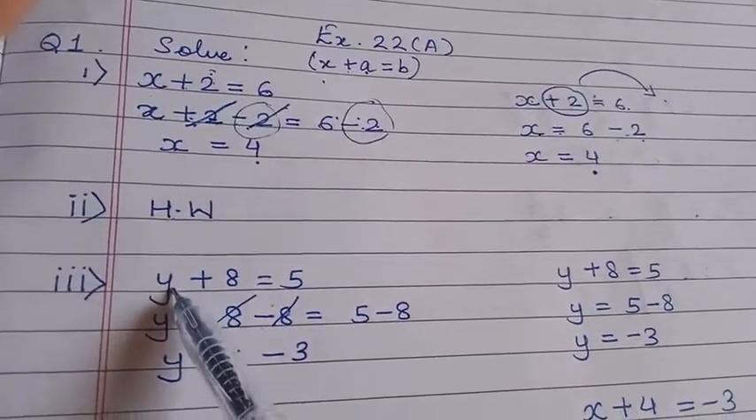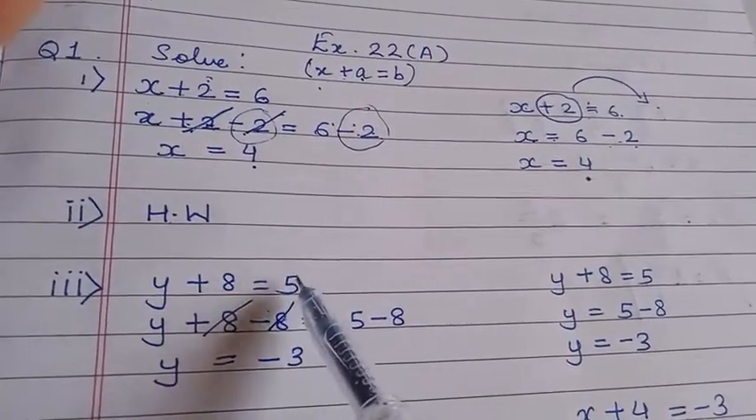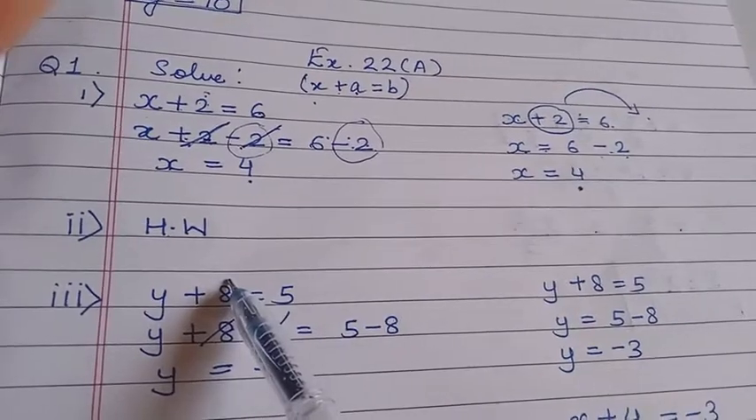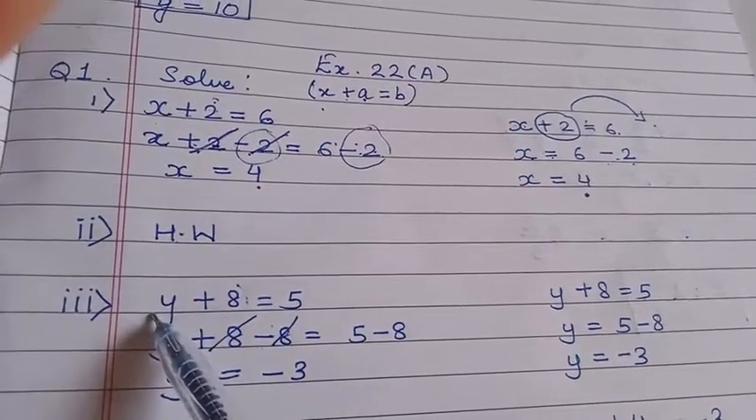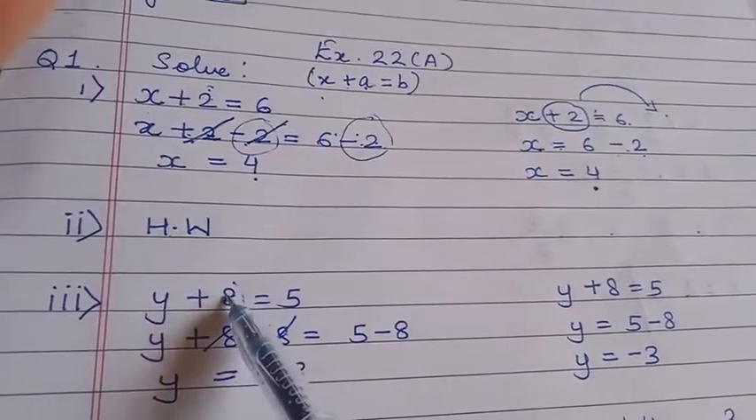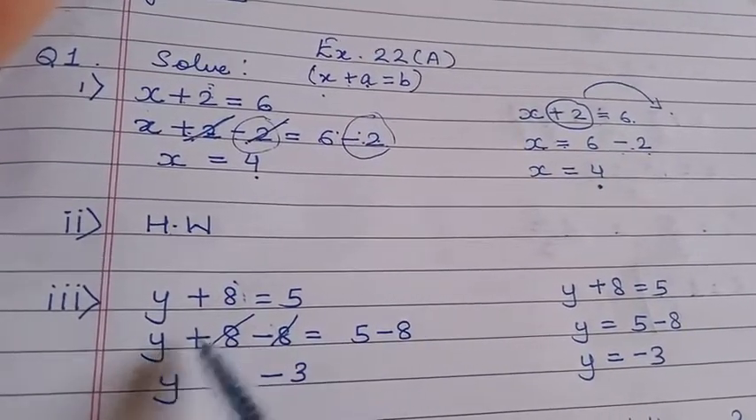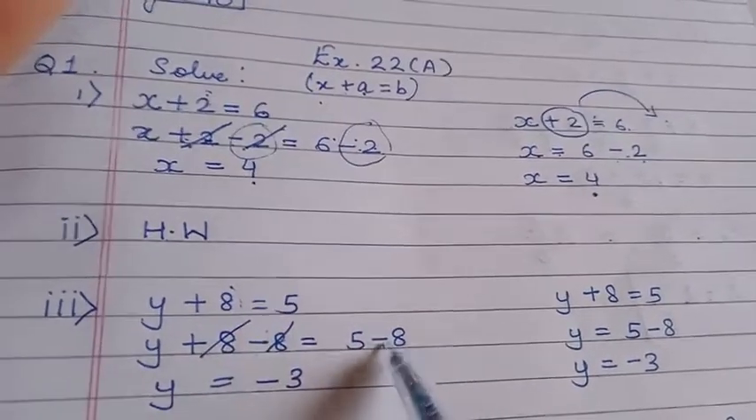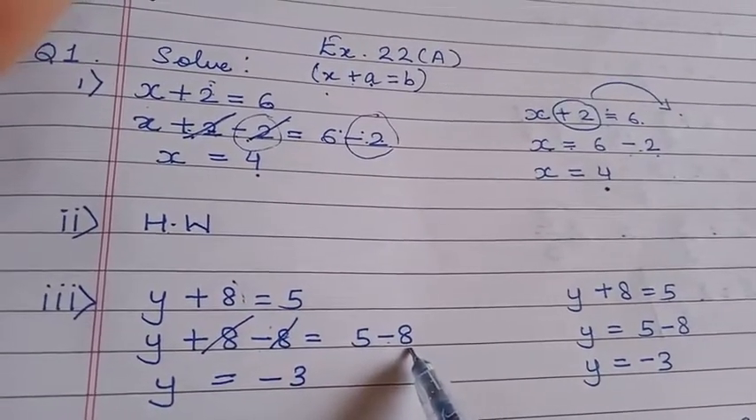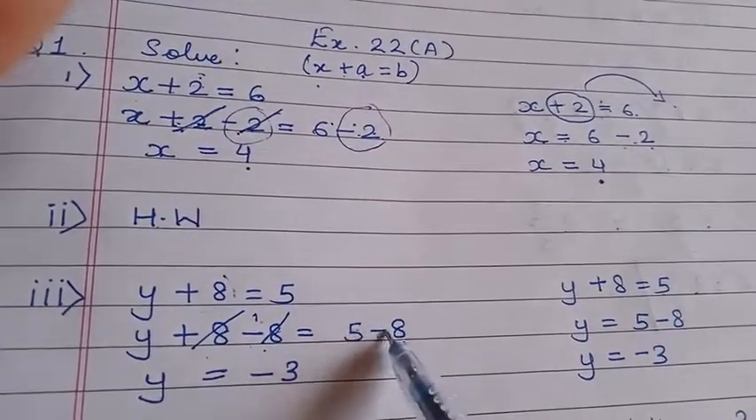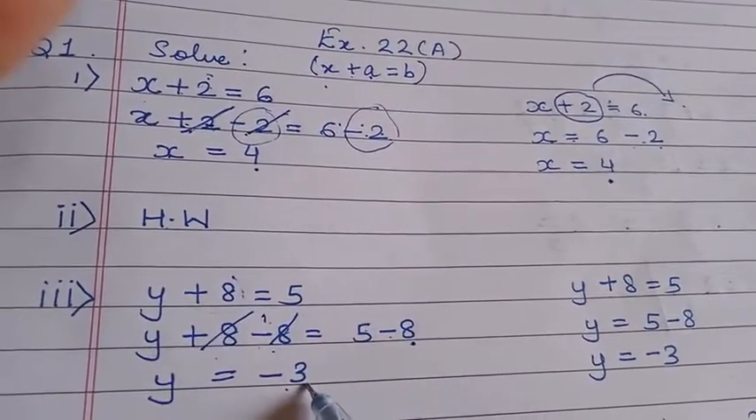Now the third example, y plus 8 is equal to 5. Now I don't want plus 8. I want to remove it because my target is to find y. So what I'll do is take the opposite of plus 8, that is minus 8. So y plus 8 minus 8 is equal to 5 minus 8. Alright. So plus 8 minus 8 gets cancelled, and 5 minus 8, you know, is minus 3.